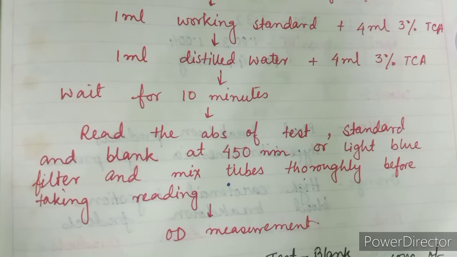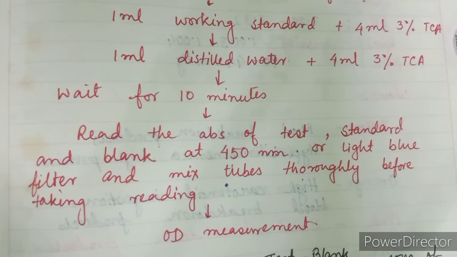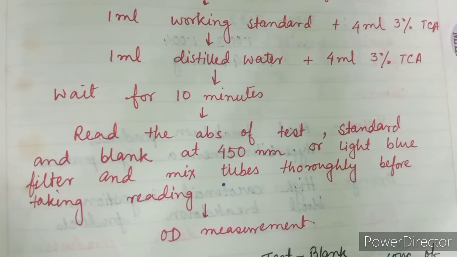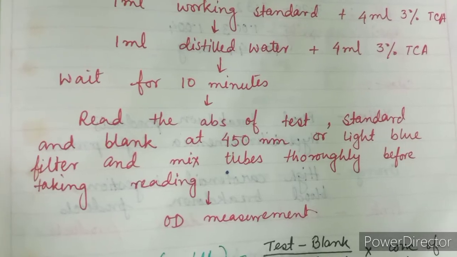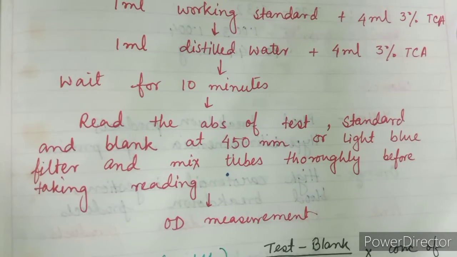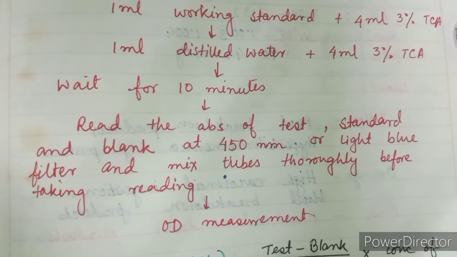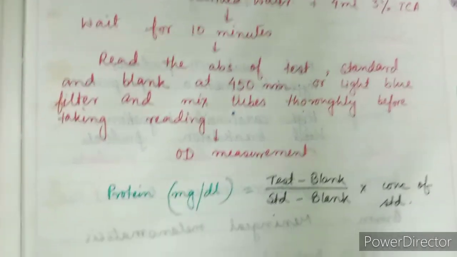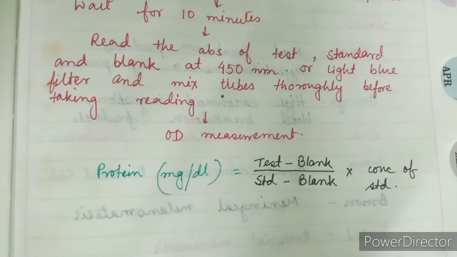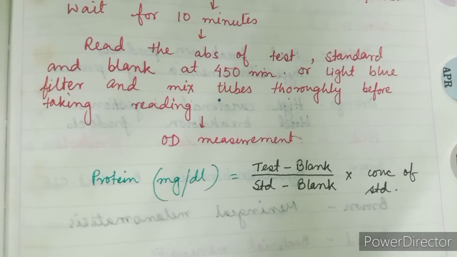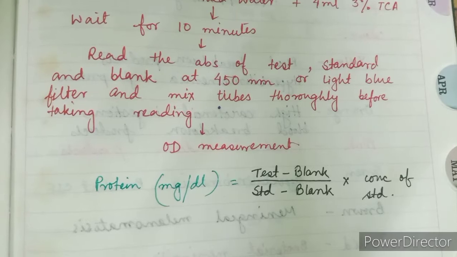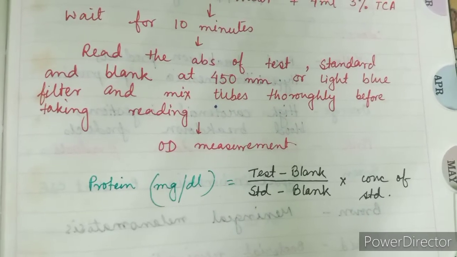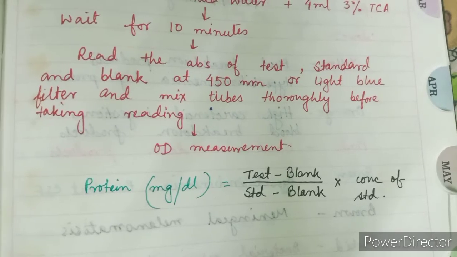and then take the absorbance of test, standard and blank at 450 nanometer or light blue filter, and mix the tube thoroughly before taking the reading. Then the OD, which is measured by the colorimeter, will be noted, and the protein concentration will be calculated in mg per deciliter, that is OD of test minus OD of blank, divided by OD of standard minus OD of blank.